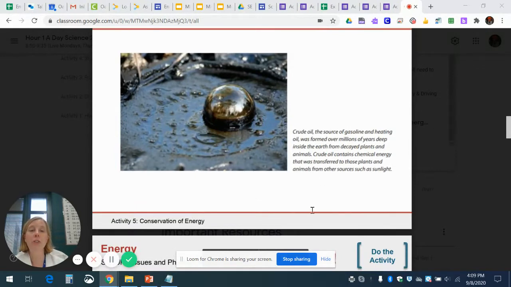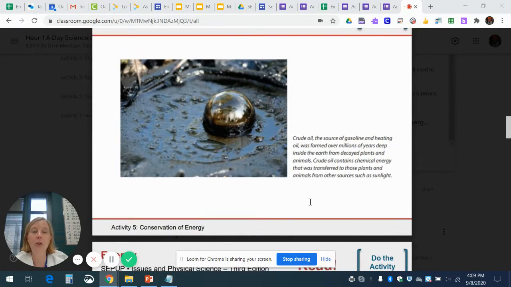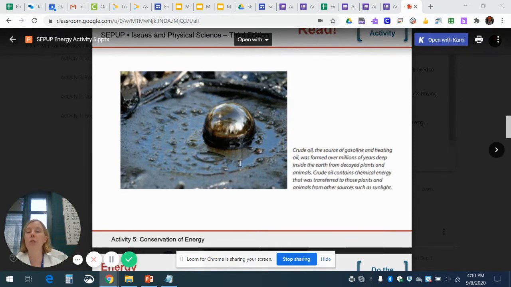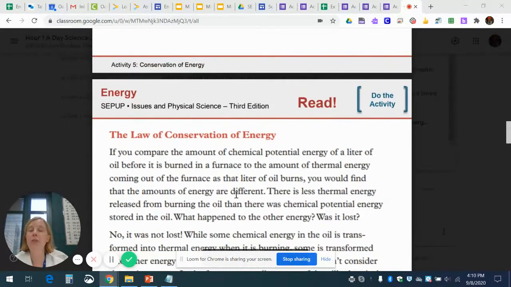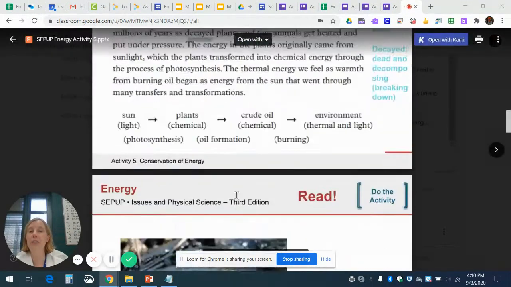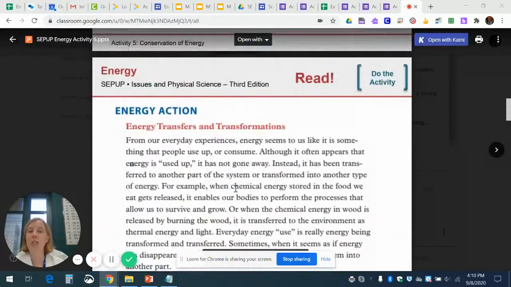Crude oil is a source of gasoline and heating oil, and was formed over millions of years deep inside the earth from decayed plants and animals. Crude oil contains chemical energy that was transferred to those plants and animals from other sources such as sunlight. So this is a picture of crude oil. You may need to pause the video now so that you can write down two main ideas from the first section, energy transfers and transformations.